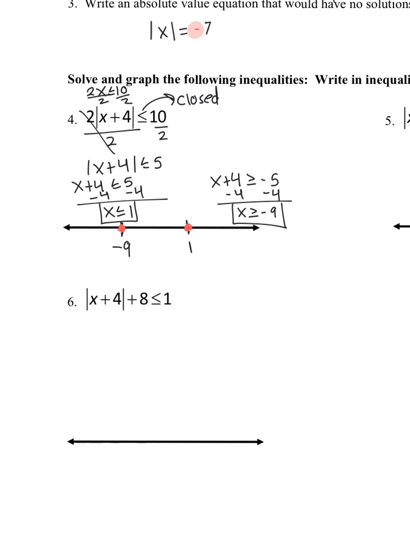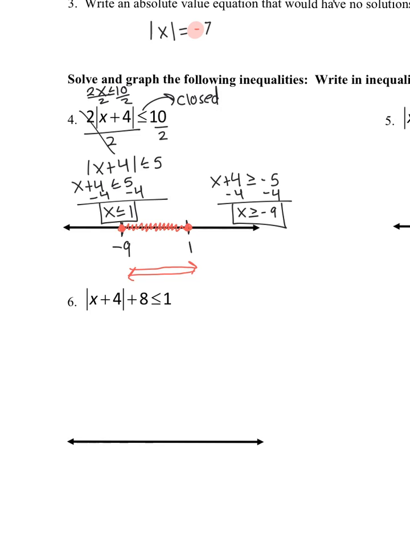For the shading, this says that x is less than 1, so I would be shading in this direction. And then it says that x is bigger than -9, so I'd be shading in this direction. So my overall shading is going to be in between those 2 points. So if you're looking for your inequality notation, that will be a part of your test question.